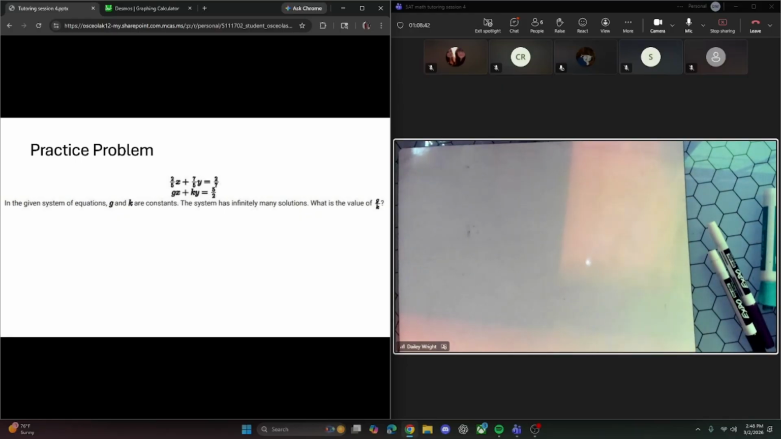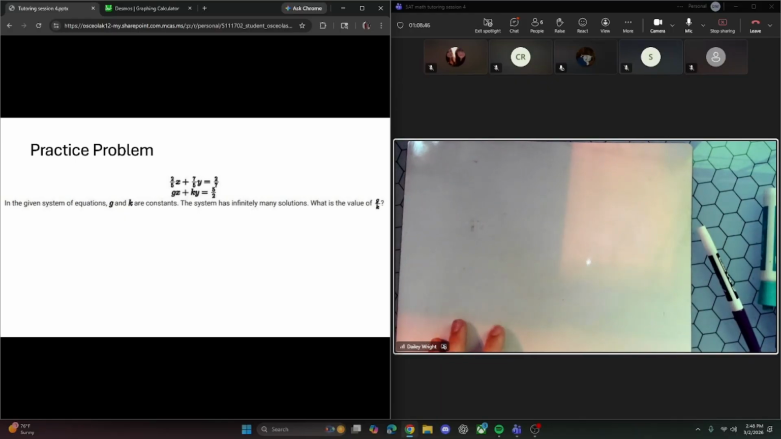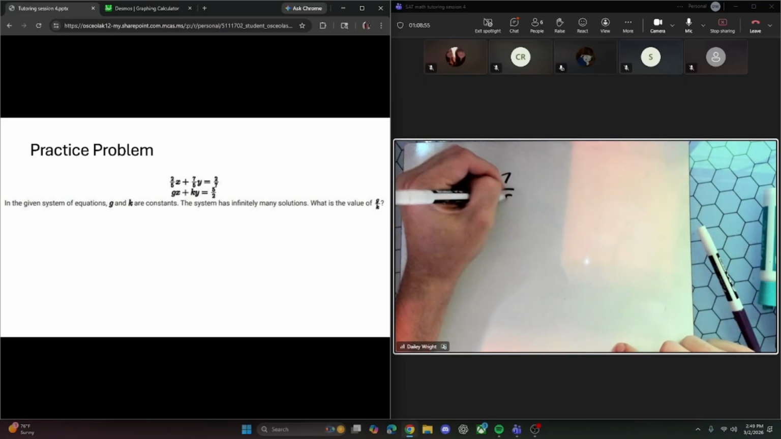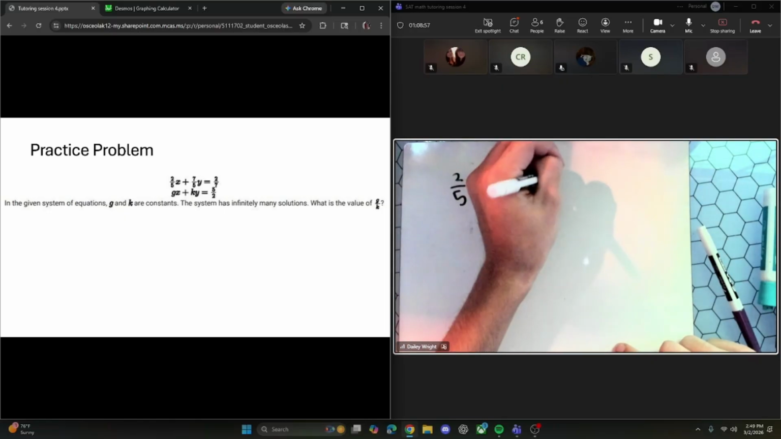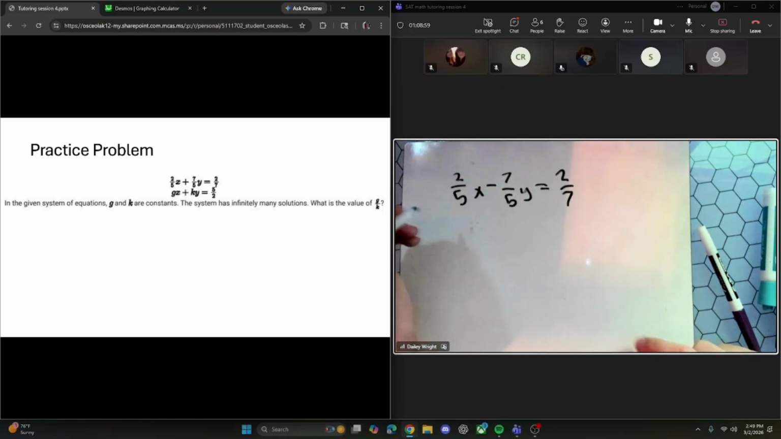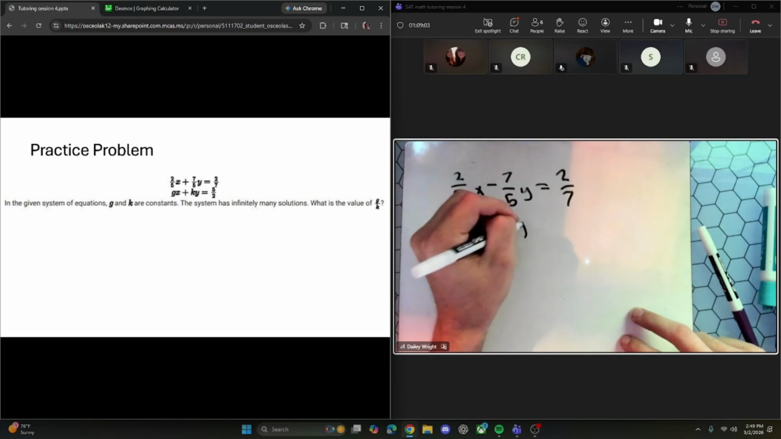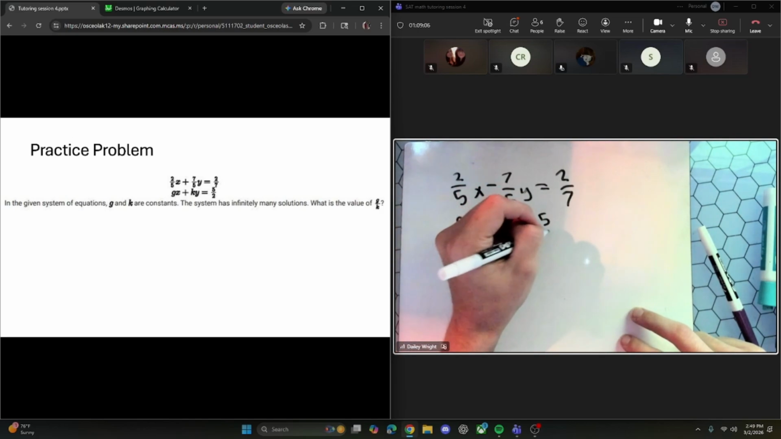In the given system of equations, g and k are constants. The system has infinitely many solutions. What is the value of g over k? So it gives us 2 over 5x plus 7 over 5y equals 2 over 7. And then gx plus ky equals 5 over 2.